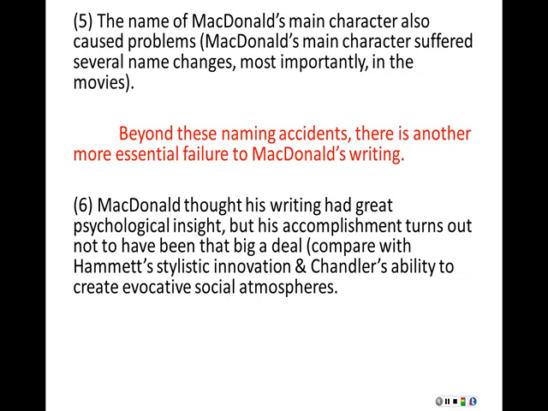Okay. So in here, between the second and third reason, I make a transition. The transition I make is: beyond these naming accidents, that refers back to both of the previous paragraphs, there's another more essential failure to MacDonald's writing. And then I go on to the problem where he thought he was doing something fancy and groundbreaking with a psychological insight, but it turns out it's not as big a deal as it might have seemed.